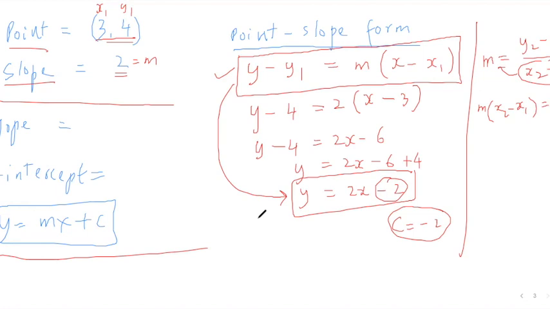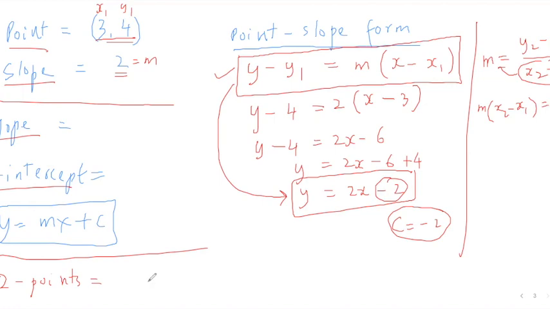Also, sometimes you're not given the slope. Sometimes they'll say, no, I'm not giving you the slope. What are you going to do? I'm just going to give you 2 points. So sometimes you'll just be given 2 points. What do you do then?